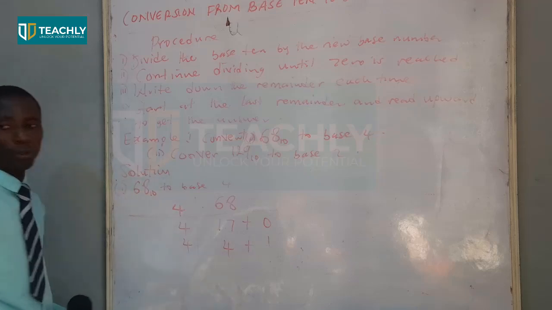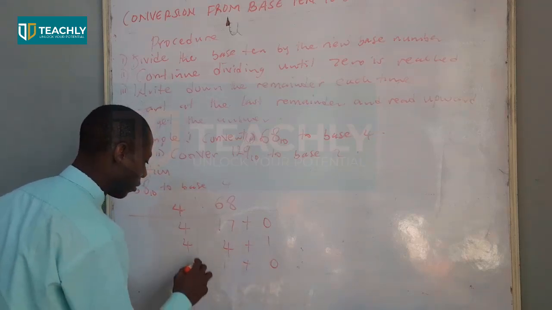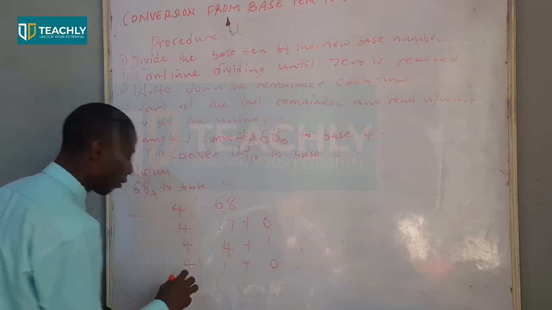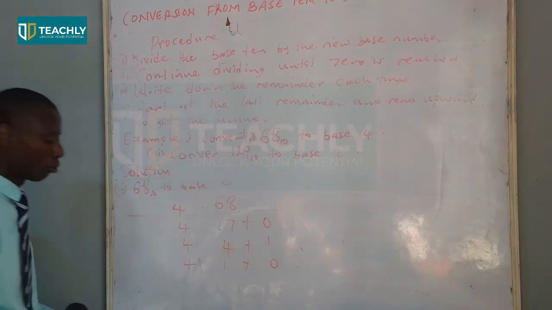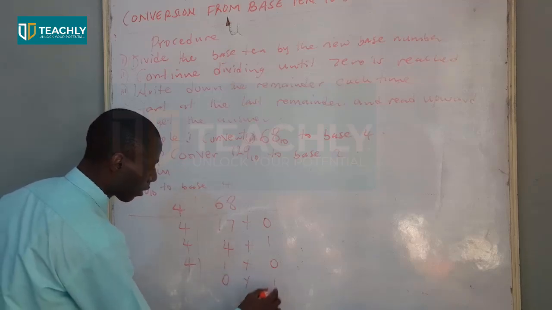How many 4s are you going to get in 4? 1. Remainder, what? 0. Let's look at it again. How many 4s are you going to get in 1? Cannot go. You have 0. Put that 1 that cannot go here like this.